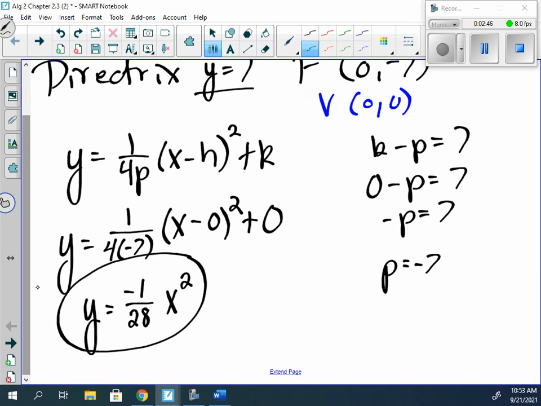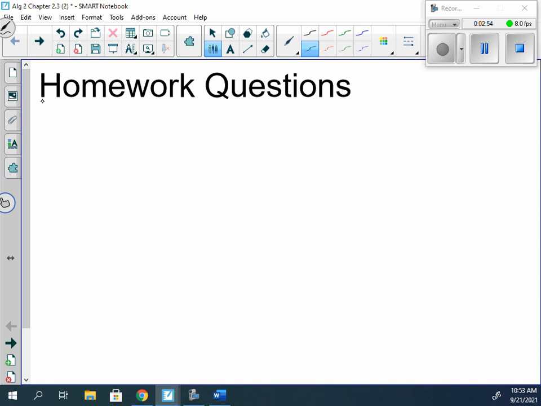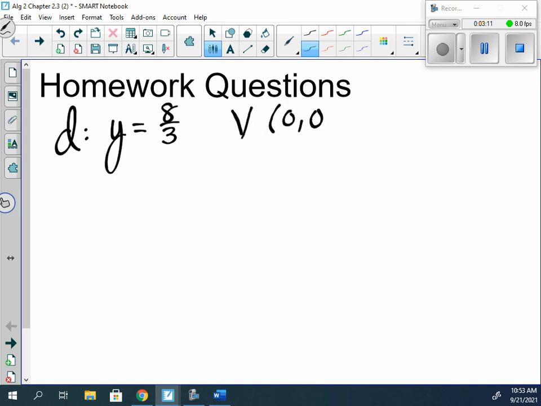Any other questions on number 6? And then number 32. They tell us the directrix is y equals -8/3, and they also tell us that the vertex is the point (0, 0).